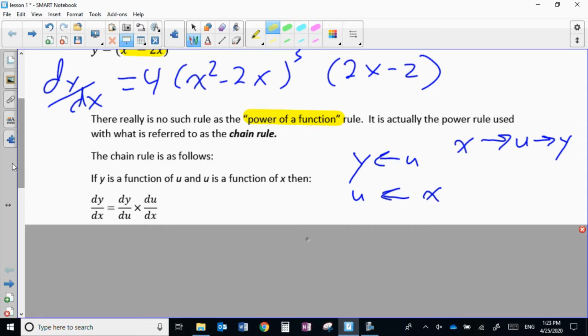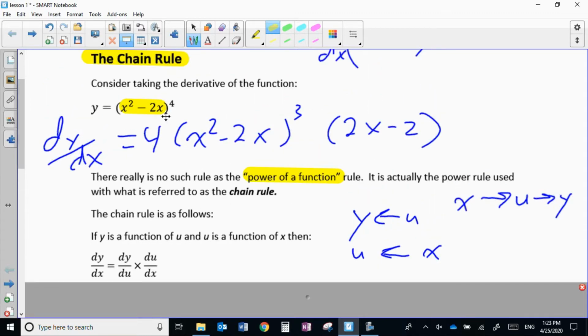And that's exactly what we did up here. In this case, our u value was x squared minus 2x. And if we treat u as x squared minus 2x, then our function was really y equals u to the power of 4. And we took dy by du and multiplied it by du by dx to find the derivative. Here our dy by du is 4u cubed. Well, u, though, is actually x squared minus 2x. That's why you see x squared minus 2x here. But you could think of this as 4u cubed times du by dx, which would be 2x take away 2.